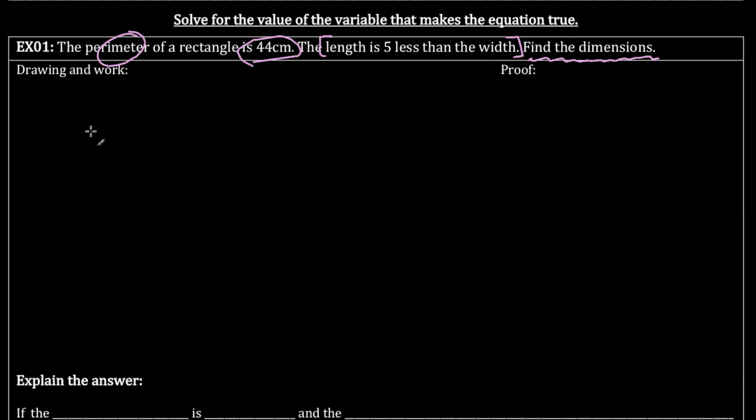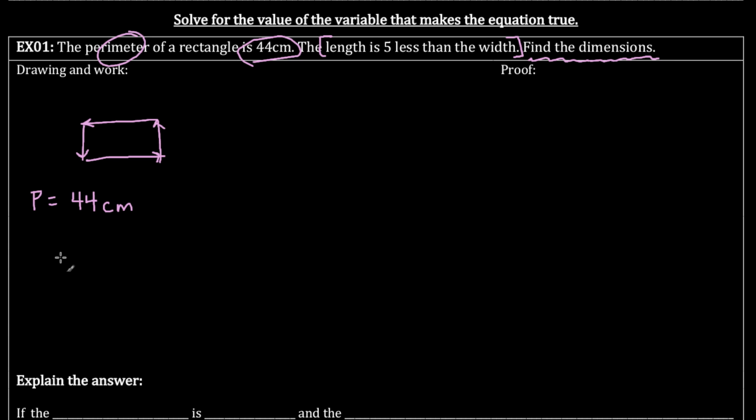So the perimeter of a rectangle. Let's draw a rectangle, just so we have some sort of idea what's going on. Okay, we have a rectangle. The perimeter is 44 centimeters. Remember that the perimeter is the distance around a polygon, a shape. And it says the length is 5 less than the width.